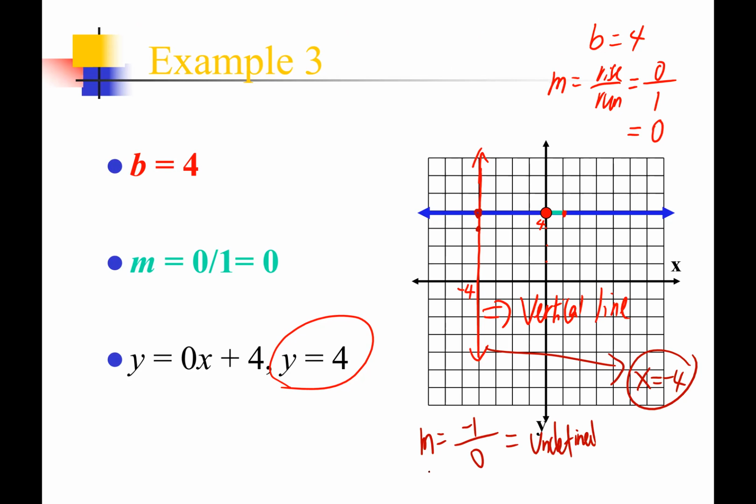But try to make sense of this, right? Why is the slope undefined for the vertical line? Because by definition, there's no horizontal shift, no horizontal change. So the denominator is always 0. And any number divided by 0 is undefined. Okay.